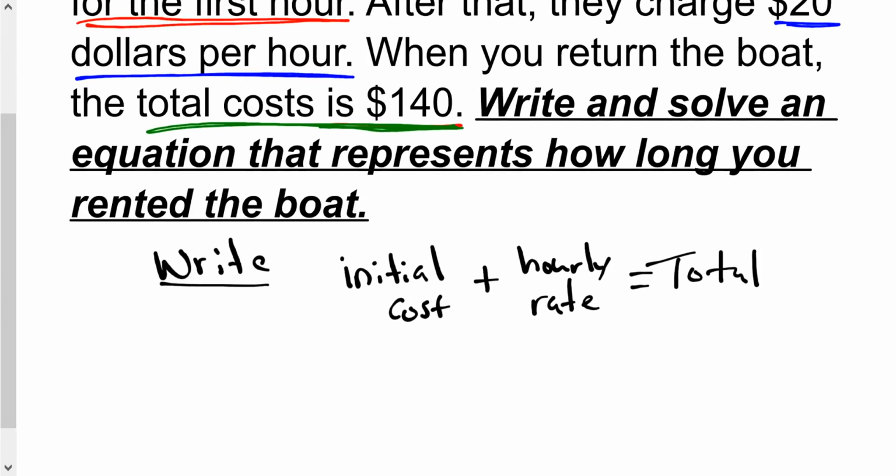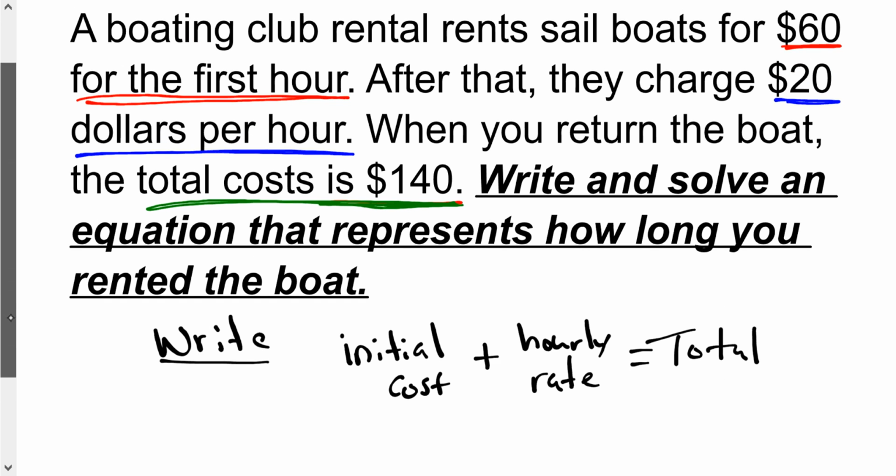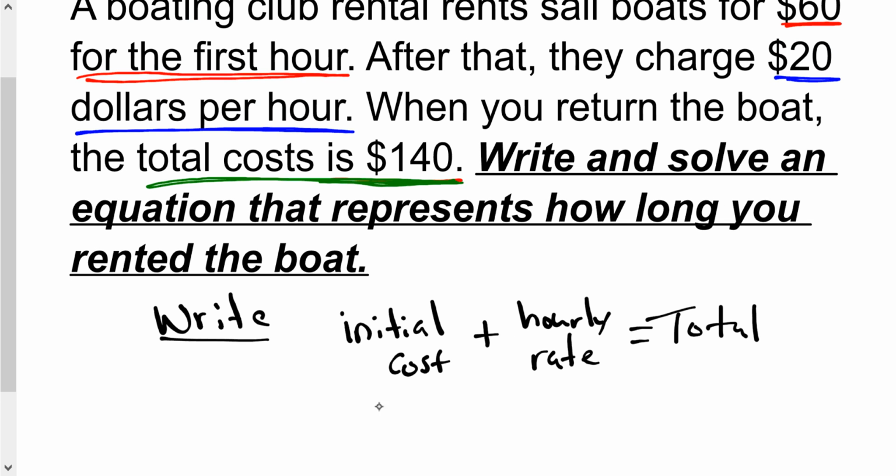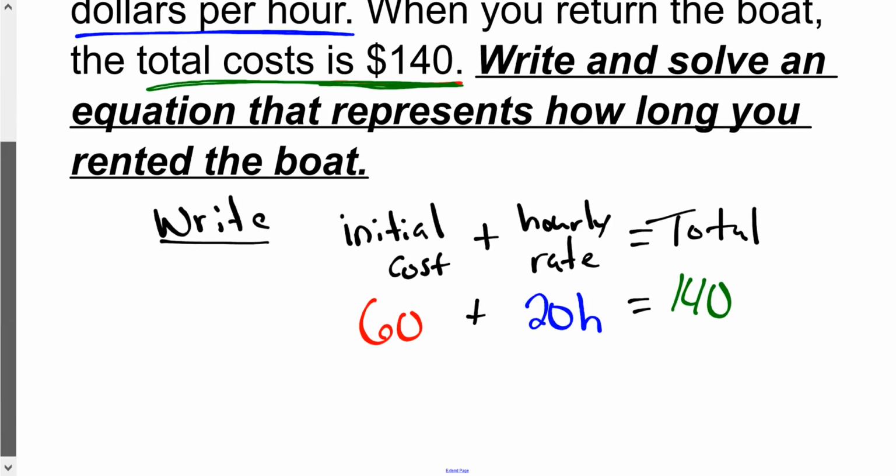What was the initial cost? The initial cost is $60. Initial cost is 60 plus what was my hourly rate? That's $20 per hour, but how many hours am I renting this boat for? Well, I don't know, so I'm going to use a variable. That's an unknown, 20h. And then the total is 140. And there's my equation. Did you get that one right? If you didn't, use this equation and now solve for h.